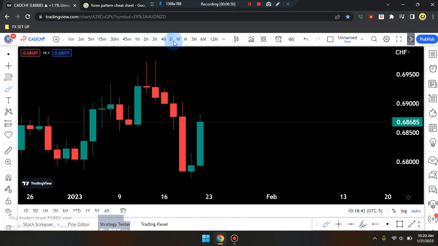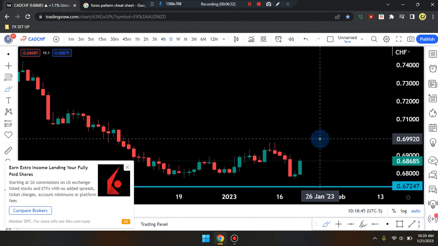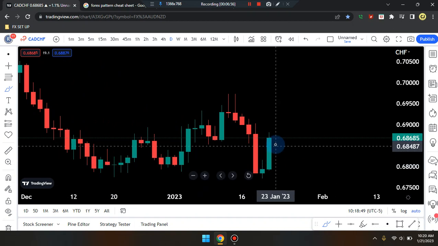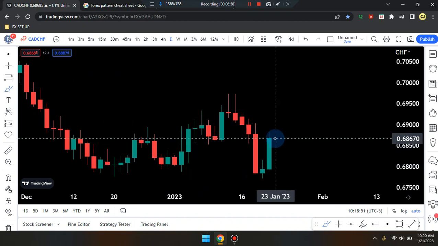Working our way to the daily time frame. So price action on the daily time frame is reading as a huge bullish green candle. It does have a little bit of a spike up to the high. It could be pressing up.